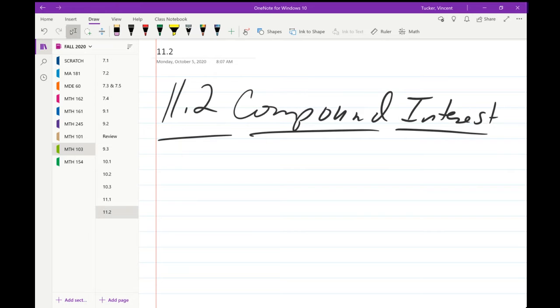All right, so this section is 11.2, compound interest. Write down a few things and then we'll get to calculating.